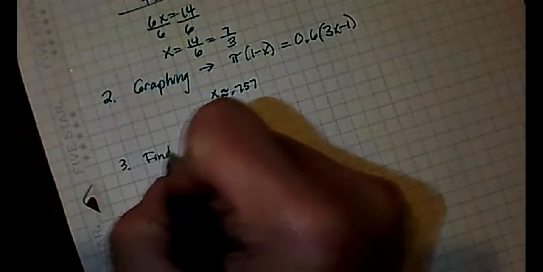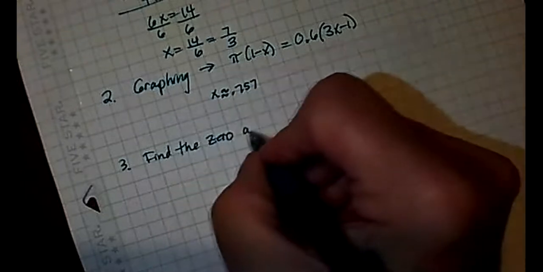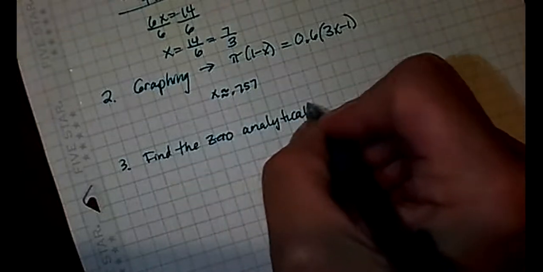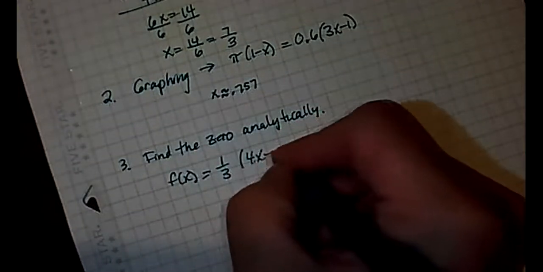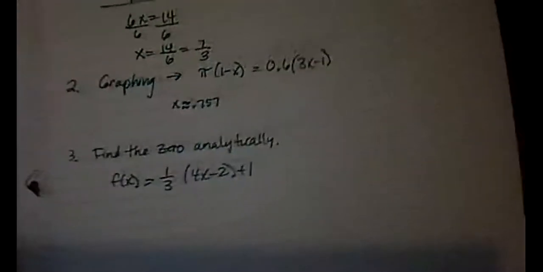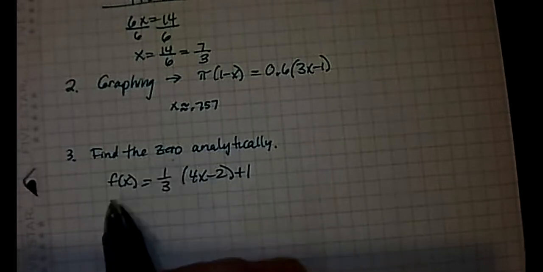So this one says, find the zero analytically. And we're given f of x. All right, so find the zero analytically. So that means by hand. So when it says find the zero, that means we set it equal to 0 and solve for x. All right, so we're going to set it equal to 0 and solve for x. That's what this means when it says find the zero. So this becomes 0.